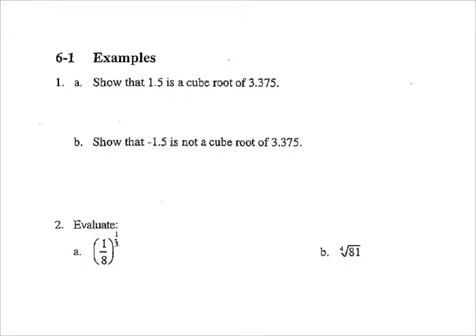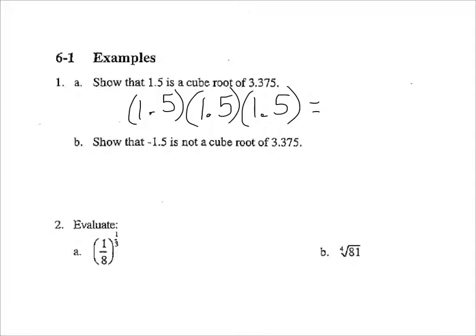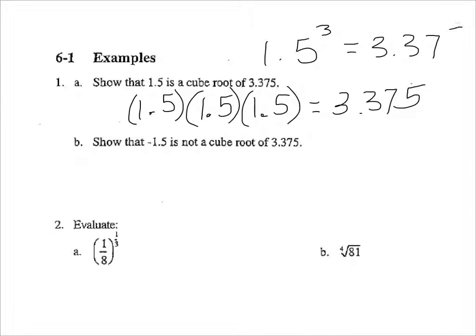For number 1, show that 1.5 is a cube root of 3.375. That's pretty easy. All we're going to do is take 1.5 and multiply it times 1.5 3 times. And that shows that 3.375 is 1.5 to the 3rd power. Okay, so essentially 1.5 to the 3rd equals 3.375.